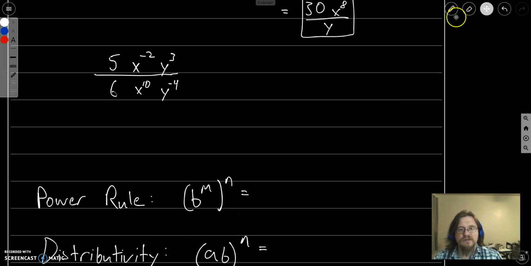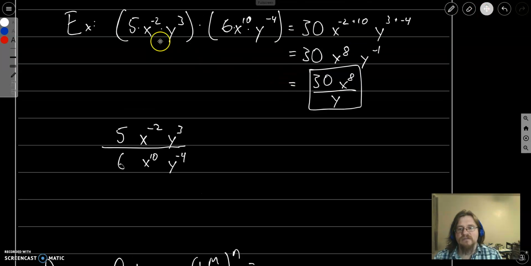Looking at the next one, we've got 5 times... So it's the same thing, same two things here, except I'm now dividing. I find it easiest to change all the negative exponents to positive exponents by moving them to the other side of the fraction. So again, 5, that'll just stay on top. The 6 will stay on the bottom.